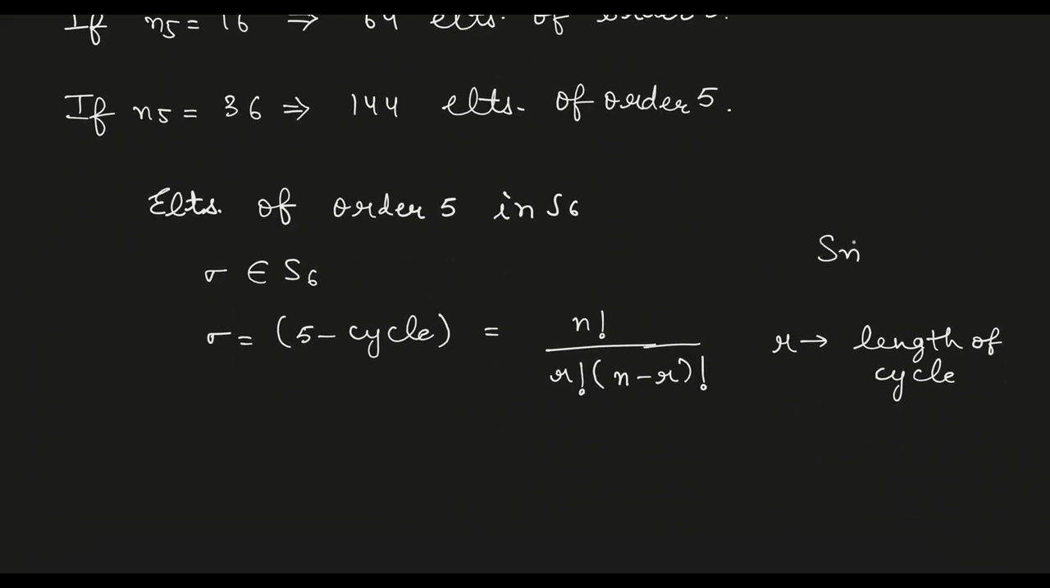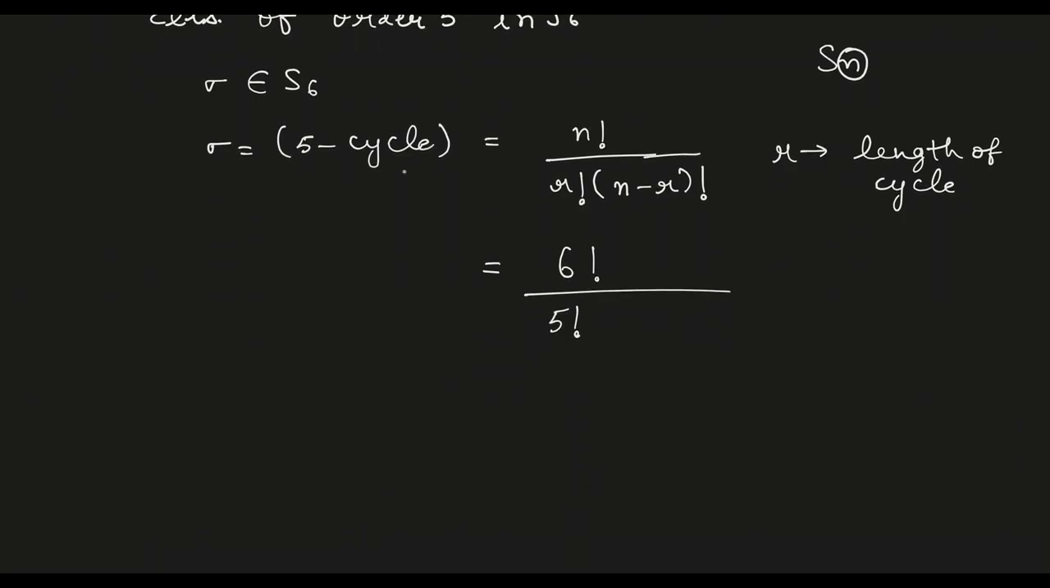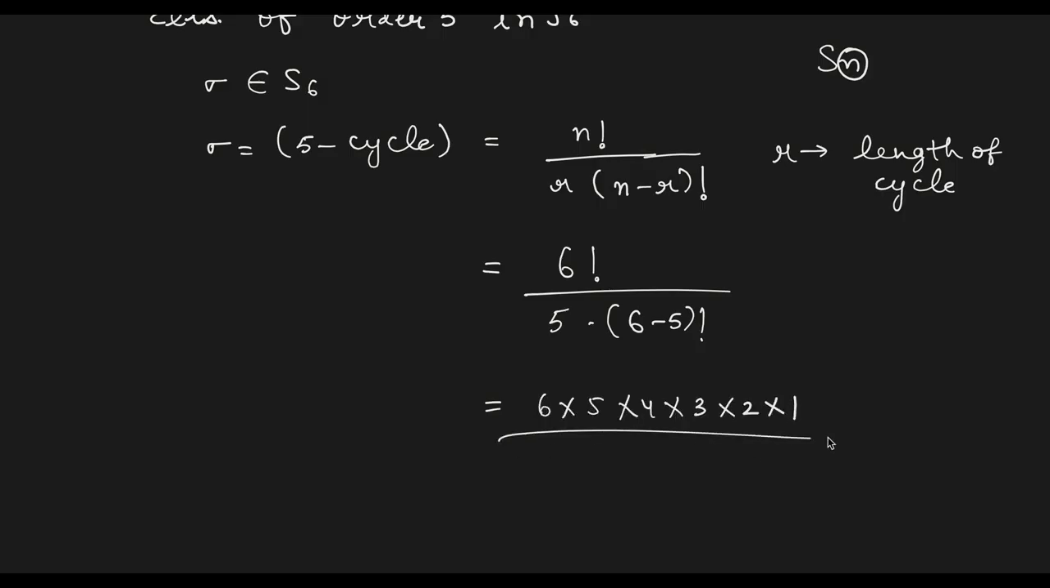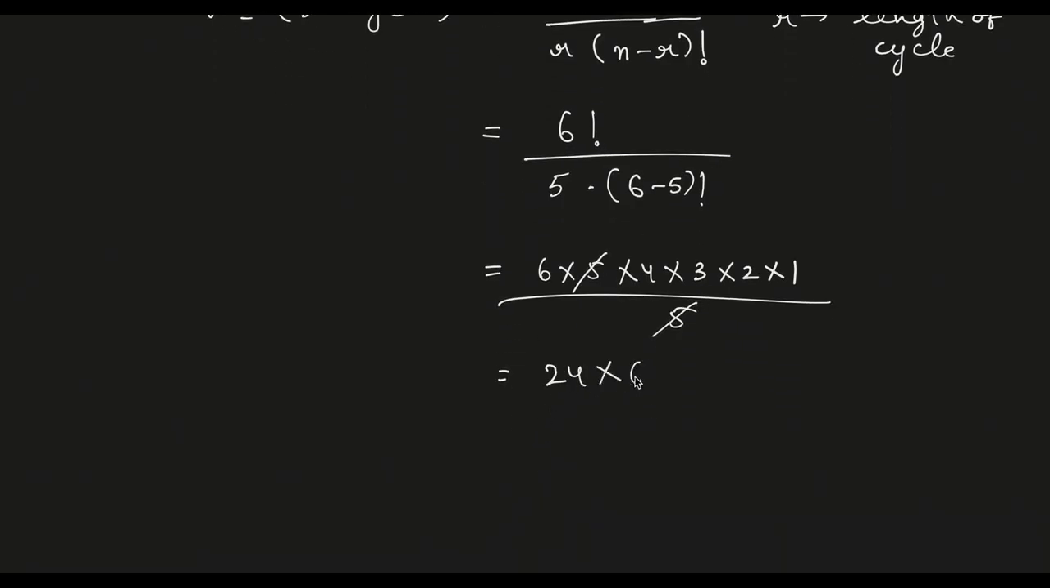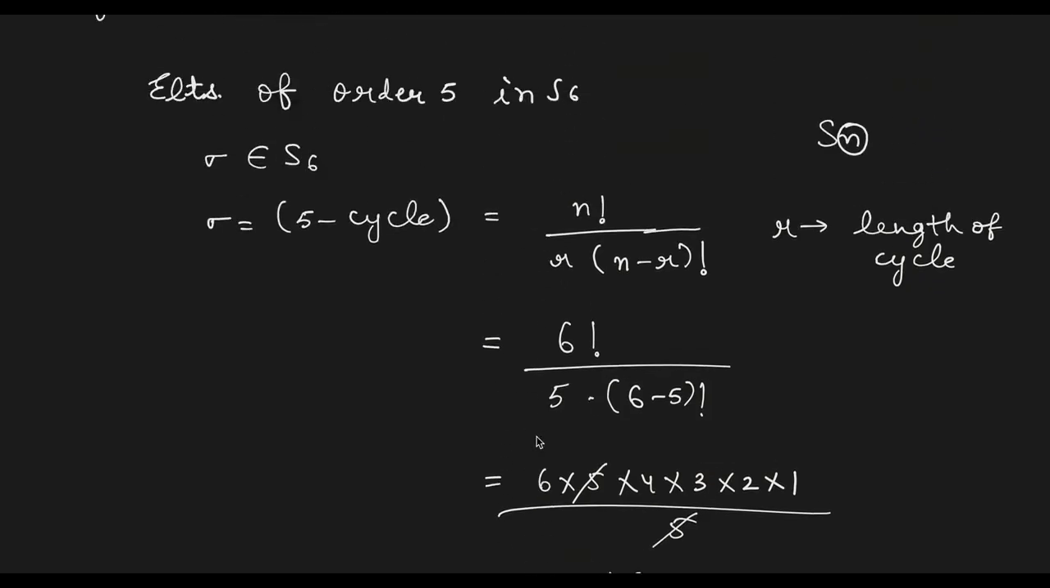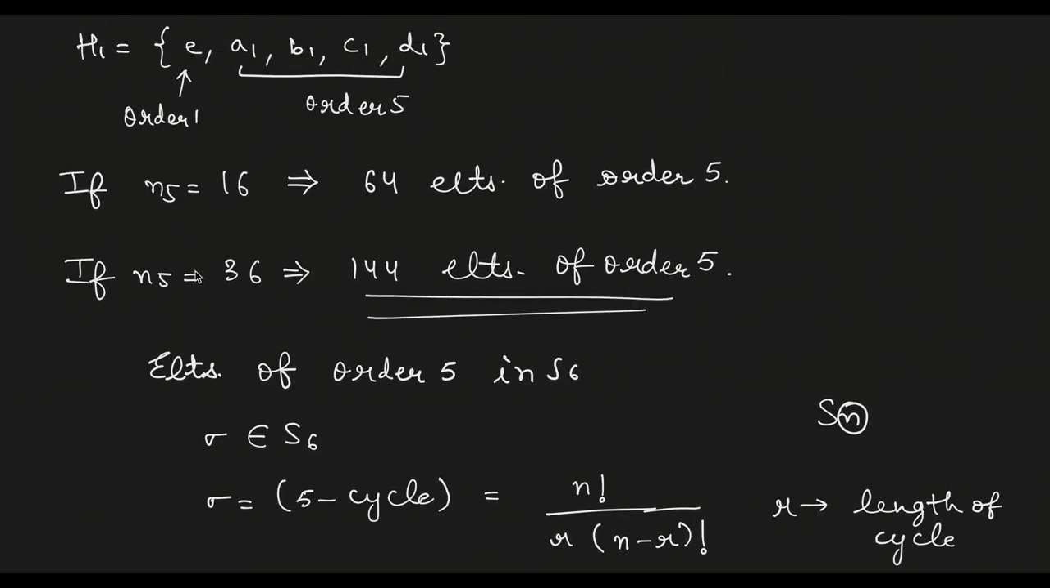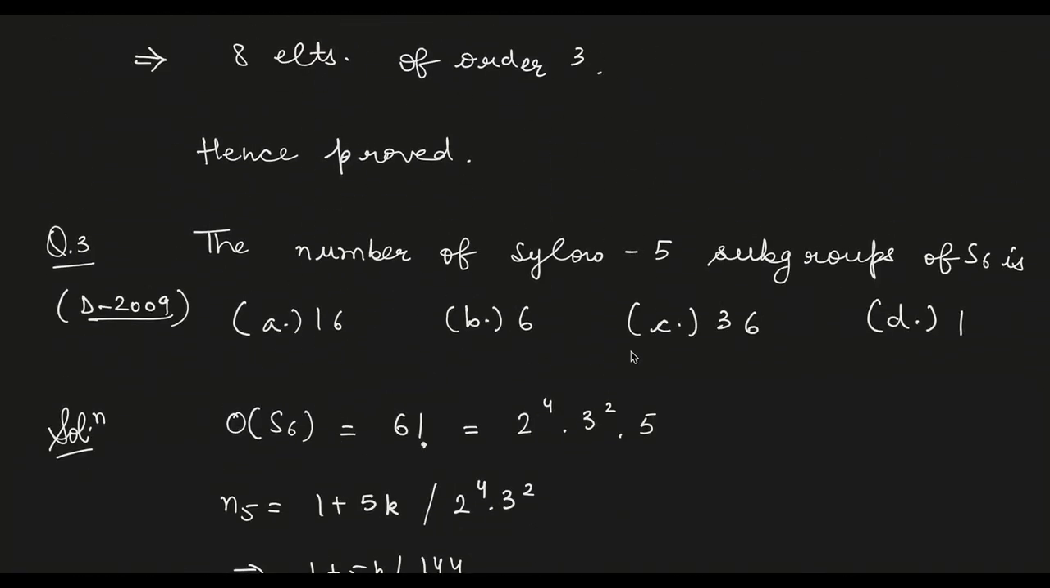This was for Sn. So here it will be 6 factorial upon 5, into 6 minus 5 factorial. So 6 into 5 into 4 into 3 into 2 into 1 divided by 5. So 24 into 6, 144. So I was getting these 144 elements in N5 equal to 36. So there are 36 Sylow 5-subgroups. So the answer is option C. Is this clear?